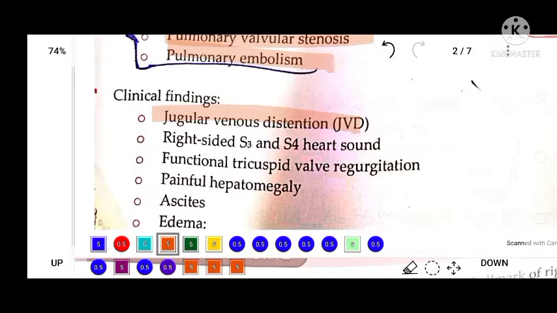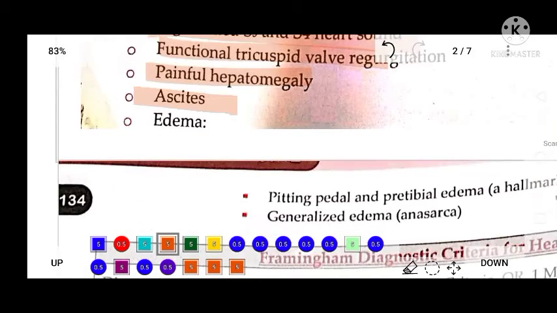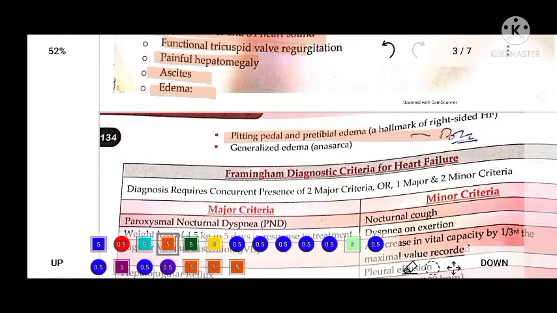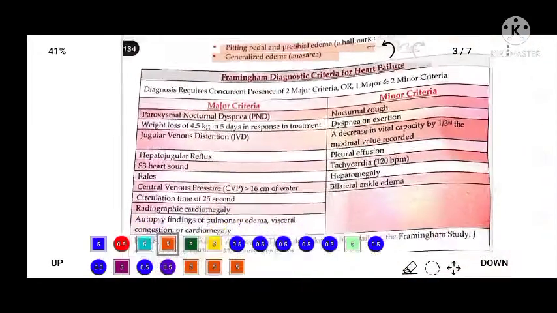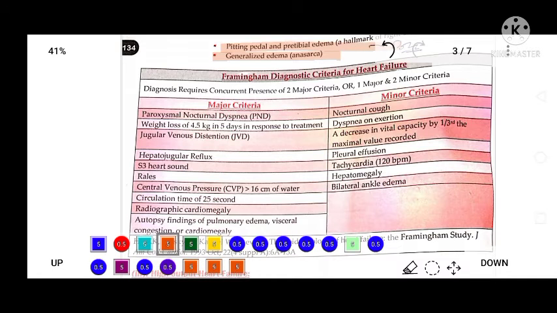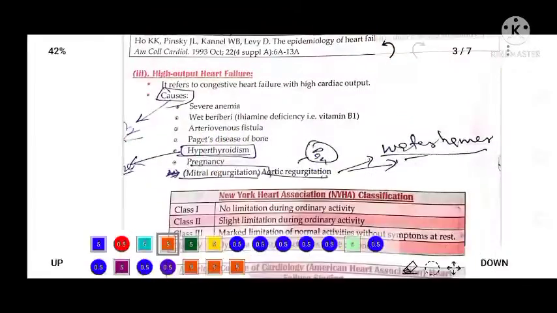Clinical features will be jugular venous distension, right-sided S3 and S4 heart sounds will be heard, functional tricuspid valve regurgitation, painful hepatosplenomegaly, ascites, and edema, with pedal edema, pitting edema, and generalized edema can be present in right-sided heart failure, because blood from the systemic circulation is not coming into the right side of the heart. That's why all these features arise.